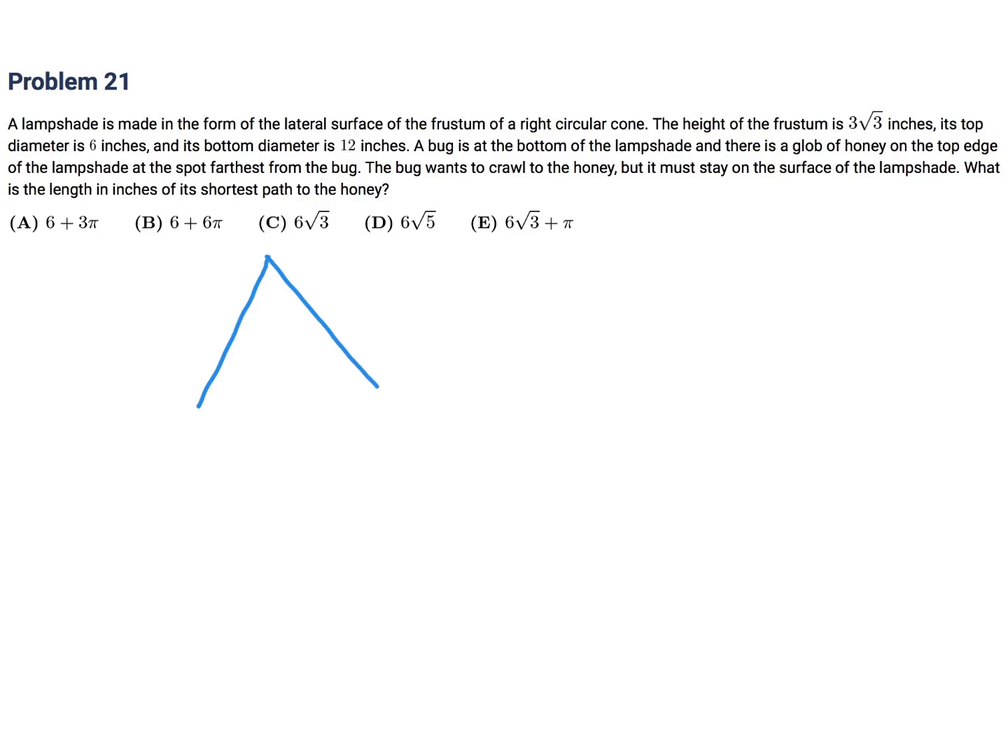Let's first draw a cone, and let's label as much as we can to get an idea. So let's call this top O, and then the honey is going to be there, and the bug will be here. So B for bug, H for honey. And then I'm going to draw a line top to bottom right there. Okay, so let's see what we can do.